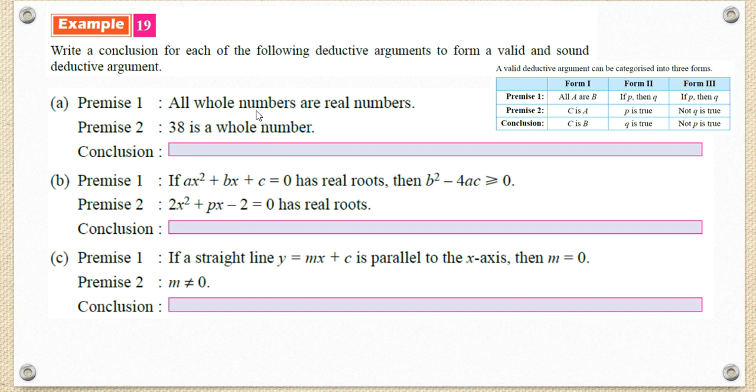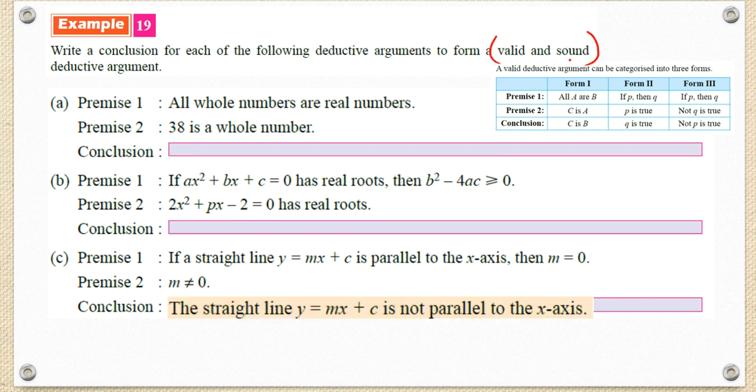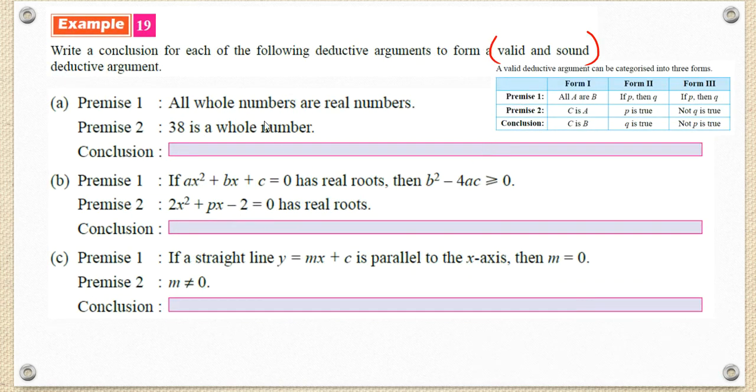Okay. Look at example 19. Write a conclusion for each of the following deductive arguments to form a valid and sound deductive argument. Valid and sound. All whole numbers are real numbers. So from here we know it's premise form 1. All A are B. So they gave you a specific one. 38 is a whole number. What's your conclusion? 38 is a real number.